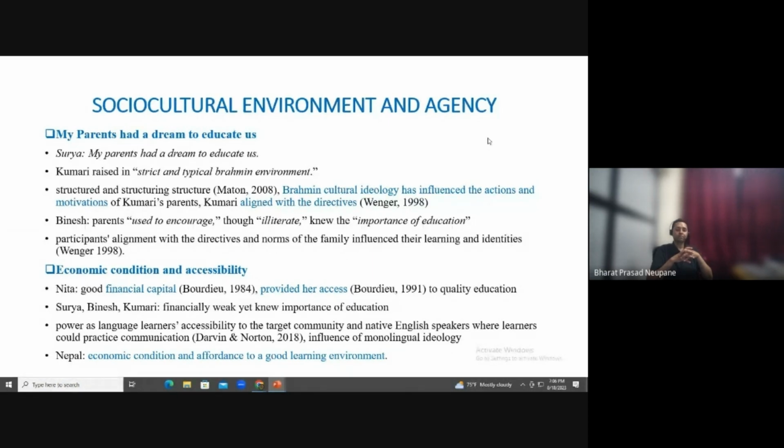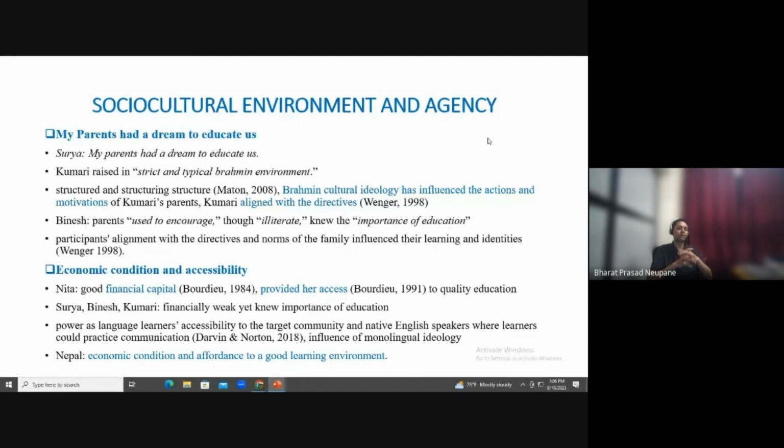Even his parent, particularly his mother, was illiterate. Even she knew the importance of education, right? And because of this good environment, he was encouraged to learn. So these participants' alignments with the directives and norms of the family influenced their learning and identities, as noted by Wenger 1998. So the family environment, as a micro environment, influences a lot in their identity construction.